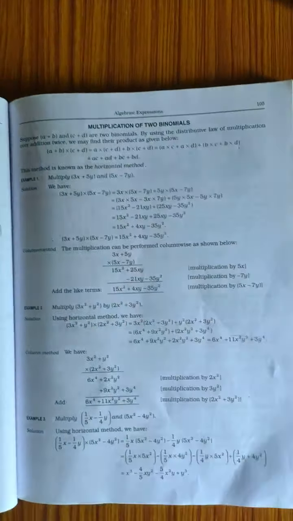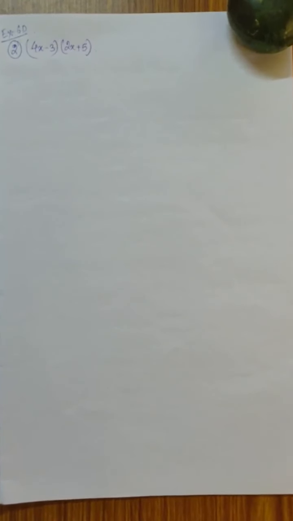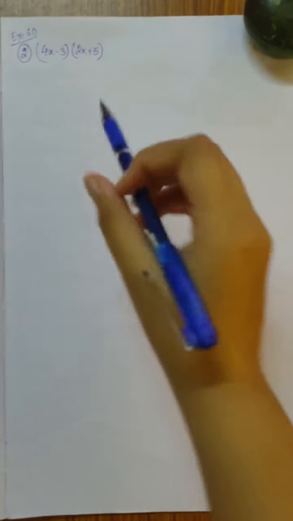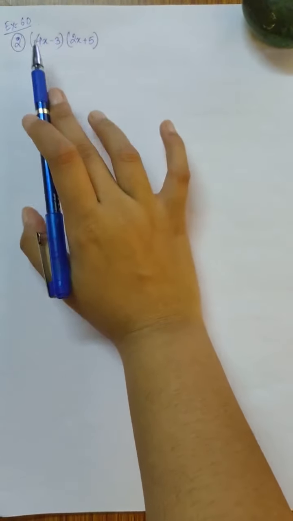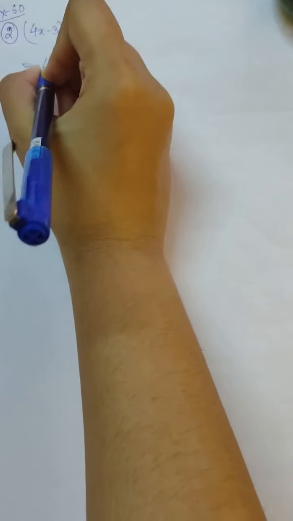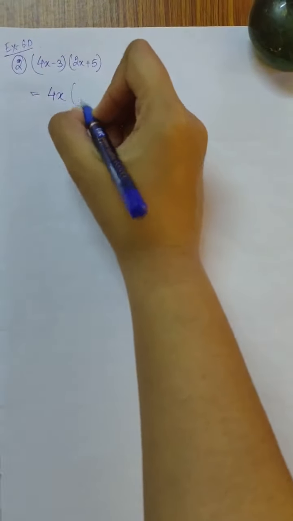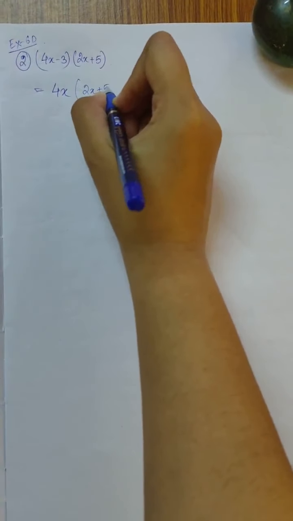Okay, now moving on to the exercise. Next exercise is exercise 6D, and I have taken sum number 2. So see, here we are having two binomials, 4x minus 3 and then 2x plus 5. If I multiply them, at first I need to multiply this 4x with these numbers 2x plus 5. So I'll write down 2x plus 5.